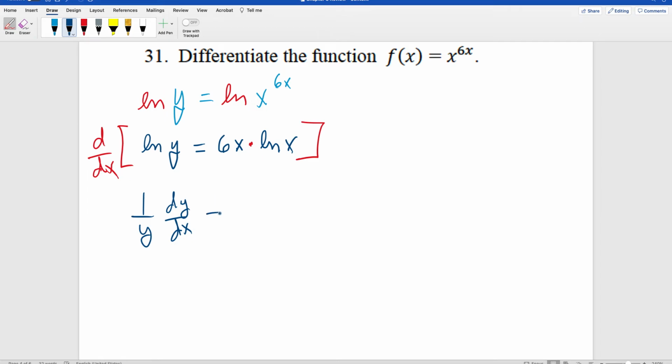So then we come to the other side and we're going to take a product rule. So we take the derivative of 6x first, right? I always take the first one first. So what's the derivative of 6x?